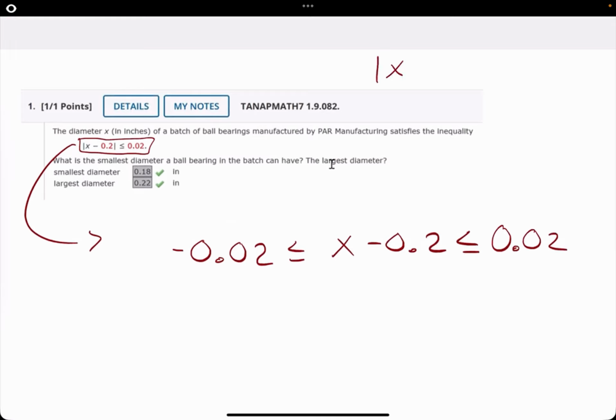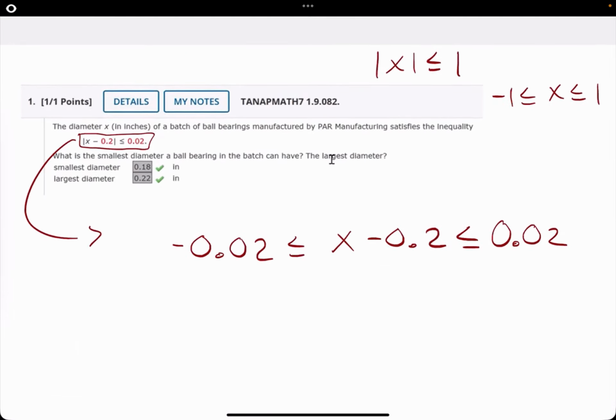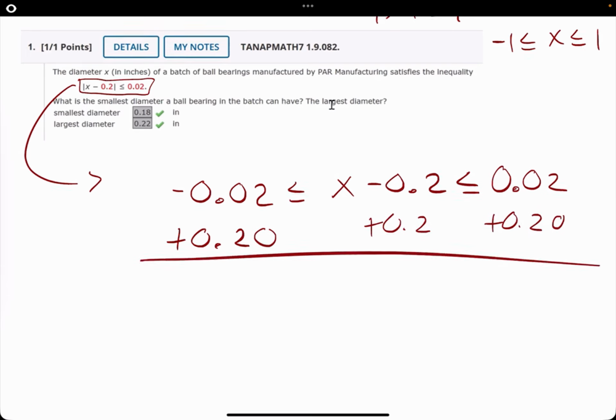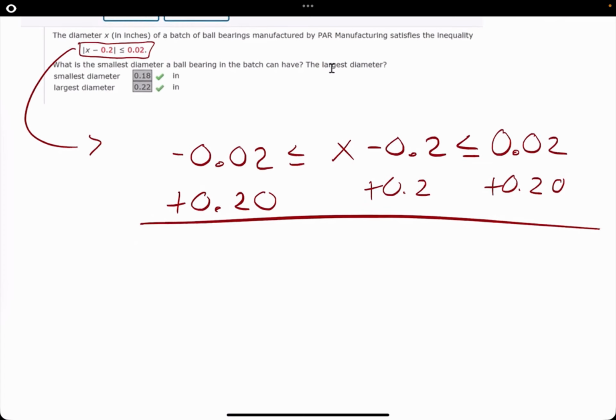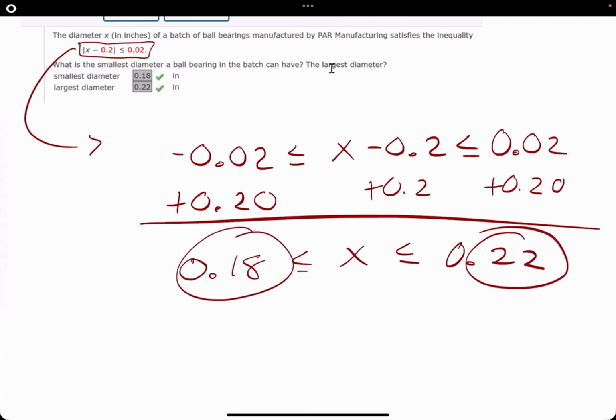Like if you have absolute value of x less than or equal to 1, that means that x has a lower bound of negative 1 and an upper bound of 1. So we apply that here and we have this. If we solve for x, we add 0.2 all the way across. Add 0.2, add 0.2, add 0.2. So negative 0.02 plus 0.2 is 0.18, less than or equal to x, less than or equal to 0.22. Smallest is 0.18, largest is 0.22.